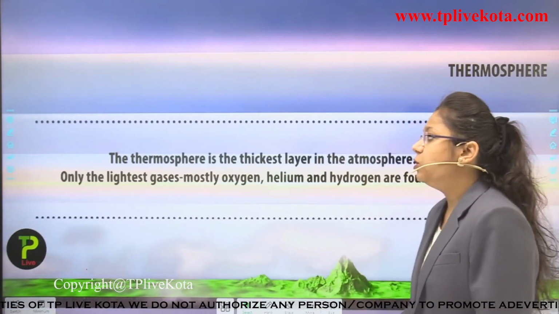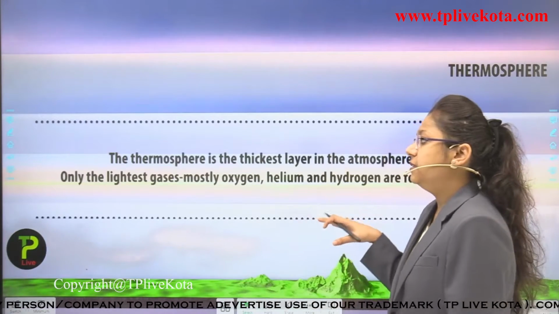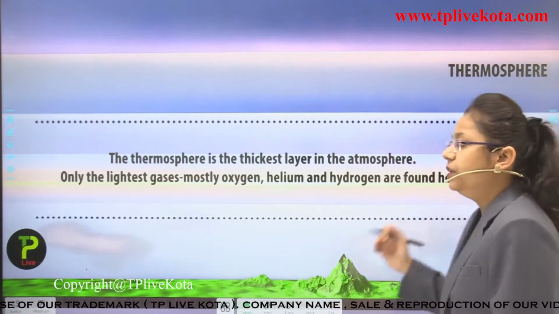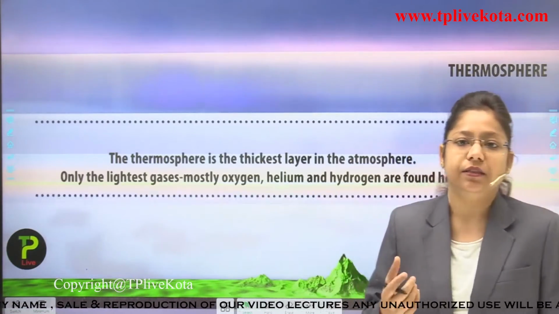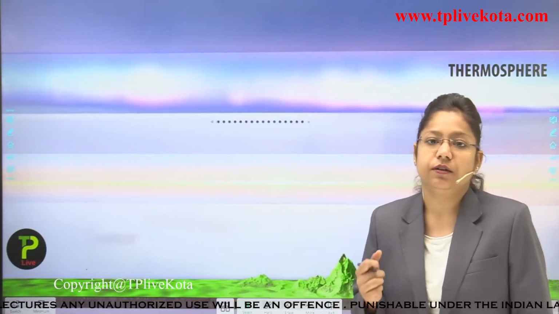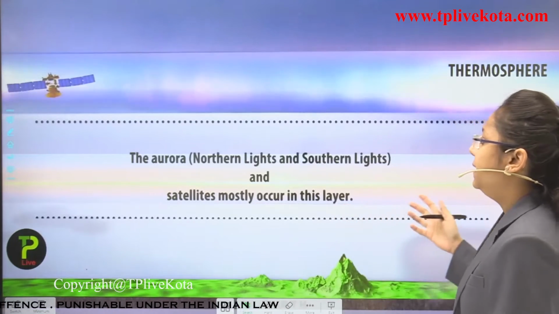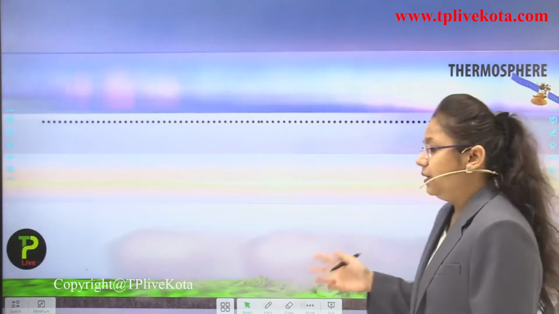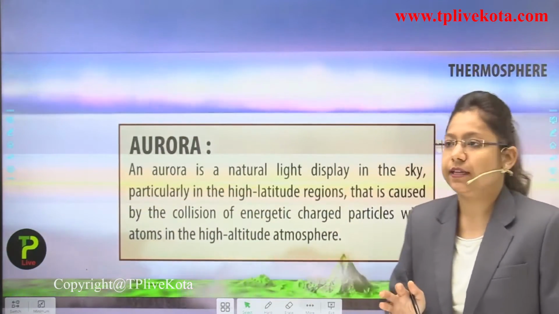Okay, and the thermosphere is the thickest layer in the atmosphere. Only the lightest gases, mostly oxygen, helium and hydrogen, are found here. So you can say that only a few gases can be found in the thermosphere, and it is the layer which has a very hot climate. Now if we talk about the aurora, the northern lights and southern lights, and satellites mostly occur in this layer. So in the thermosphere the satellites can be seen.